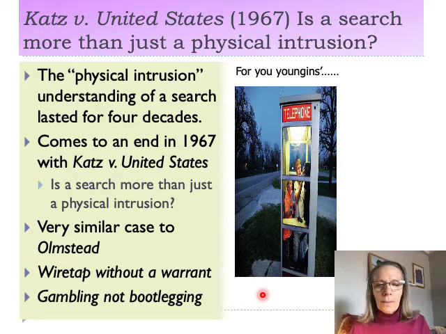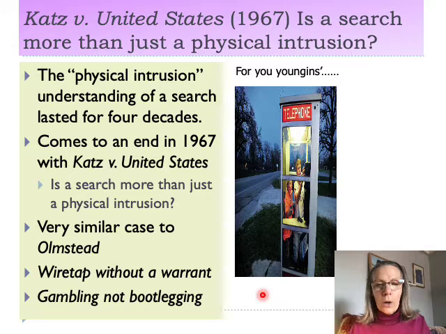And so the cops knew that Charles Katz would go to this phone booth in order to use the phone to do his interstate illegal gambling endeavors. And so they didn't have a wiretap. They just put a microphone on the outside of the phone booth. They didn't put it on the phone in the booth. They didn't stick the microphone into the booth. They put it on the outside of the booth. And they didn't get a warrant because they didn't think they needed a warrant because of Weeks.